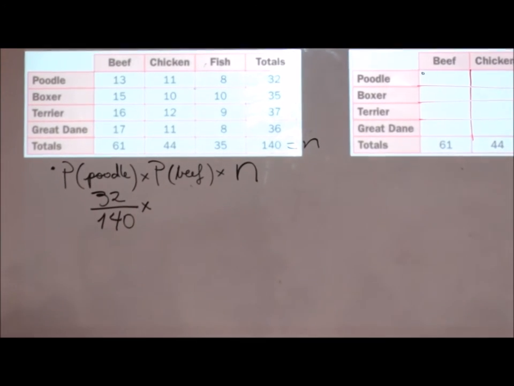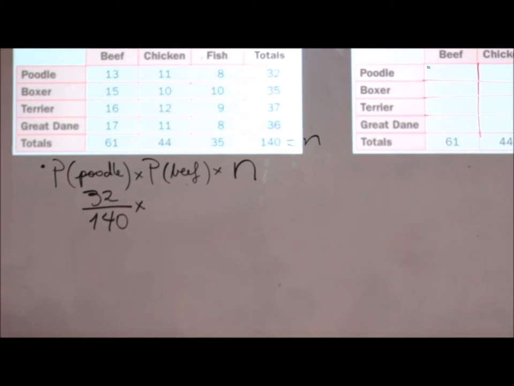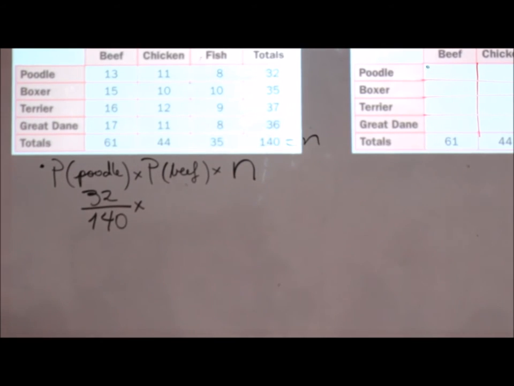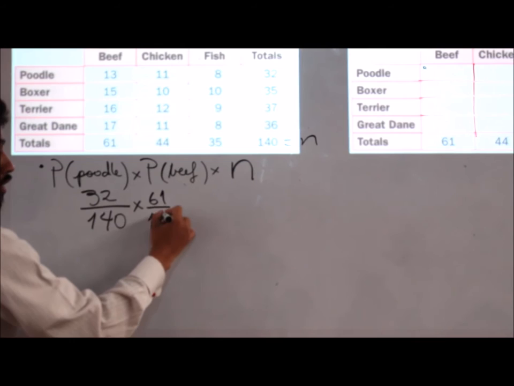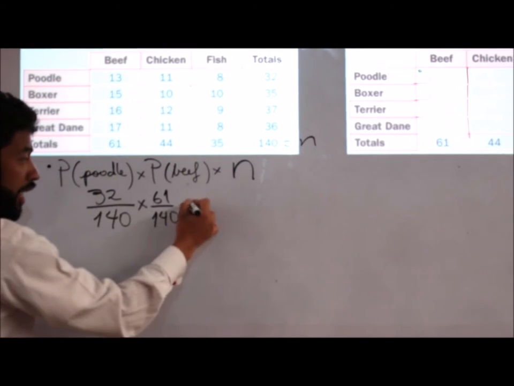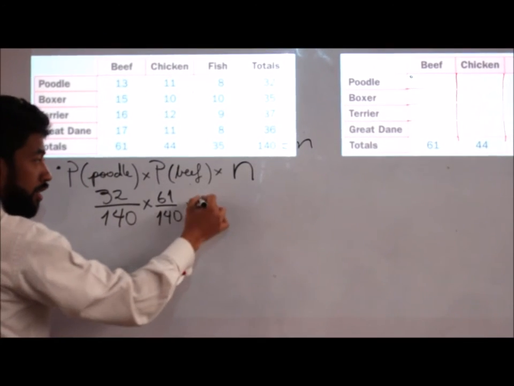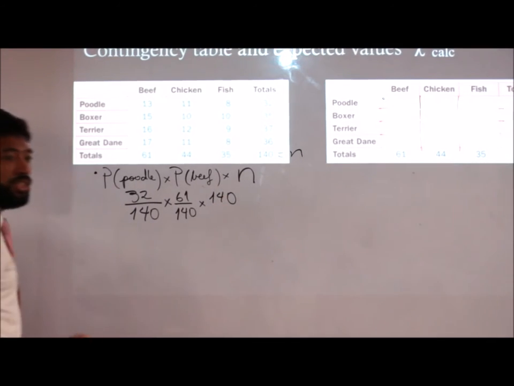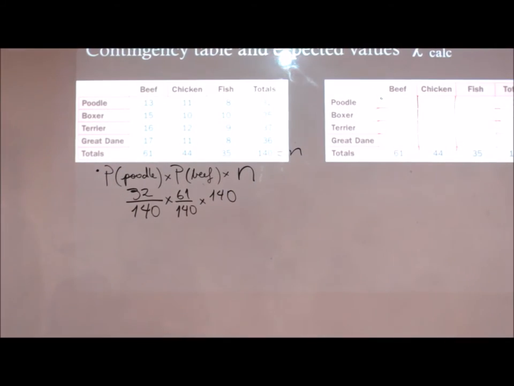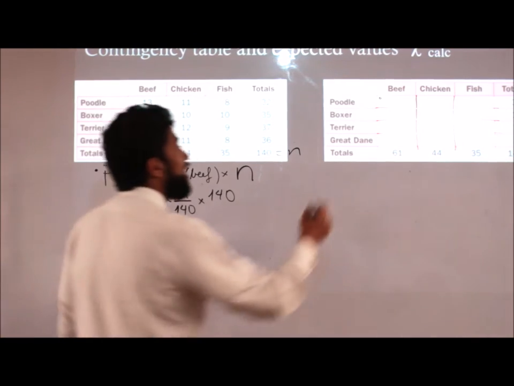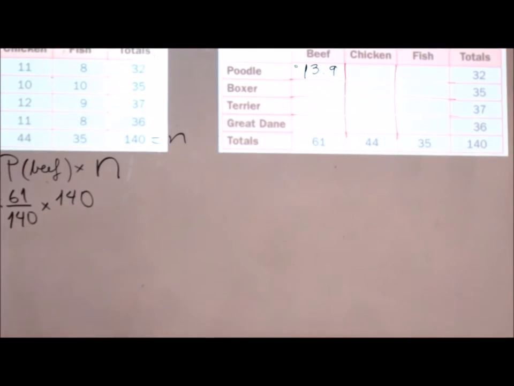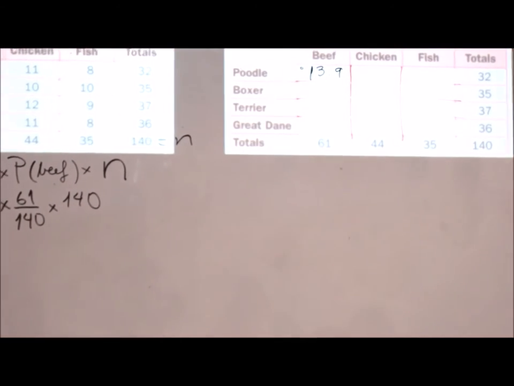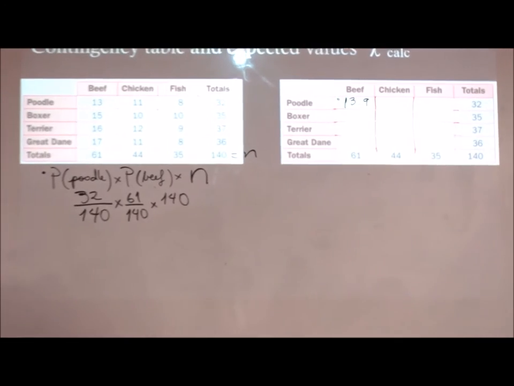Multiplied by the probability of choosing a dog who likes beef: 61 over 140. And then I multiply it by 140. Please, in your calculators, with three significant figures, what's the answer? 13.9. Is it clear? I'm going to find one more.